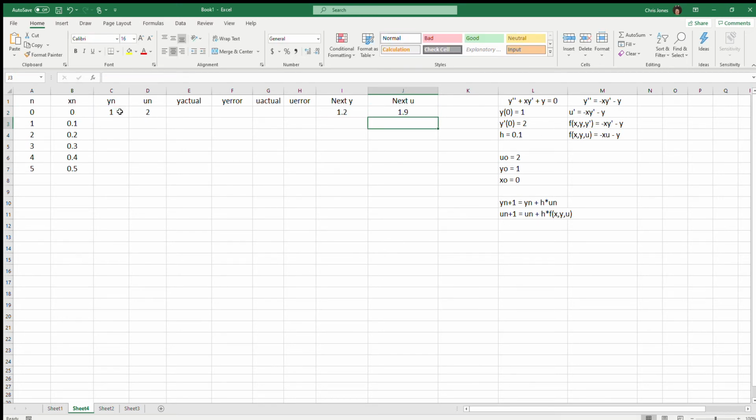Well, it's 1.9. Now that we've programmed it, the next y is just going to be this column, and the next u is going to be equal to what's right here in the next u column. And then now we're going to just drag these down. Now it's going to look like a bunch of mumbo jumbo initially because it's recursive.